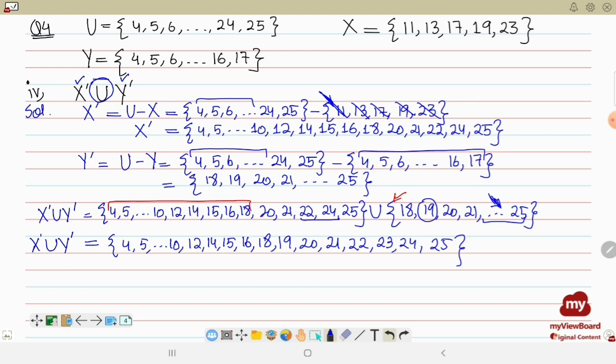सो ये आपके पास क्या आ जाएगा, X complement union Y complement. आई होप यू अंडरस्टैंड दिस सम, ठीक है? We have calculated complements, union and intersection in this question before.